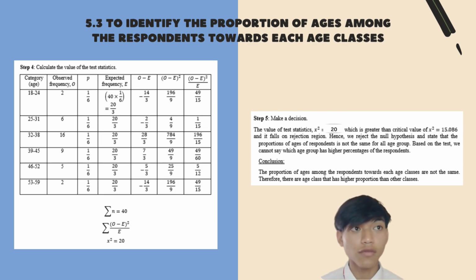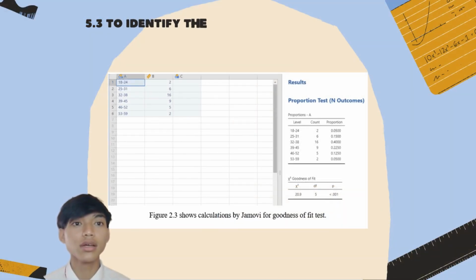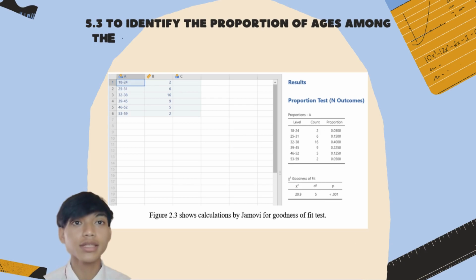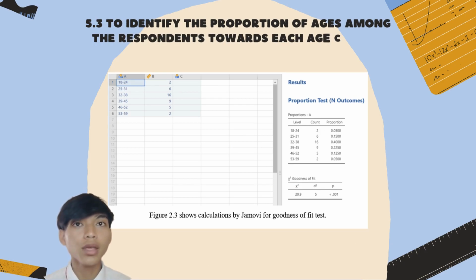So based on the goodness of fit test, we cannot say which age group has a higher percentage of respondents. In conclusion, the proportion of ages among respondents towards each age class is not the same. Therefore, there are age classes that have a higher or lower proportion than other classes. Here is Figure 2.3, which shows the calculation by Jamovi software for the goodness of fit test. From here, we can see that the value of the test statistic chi-square is equal to 20.9.